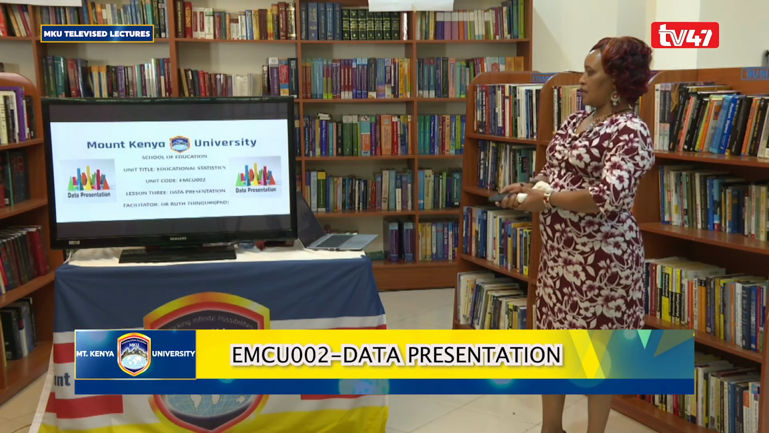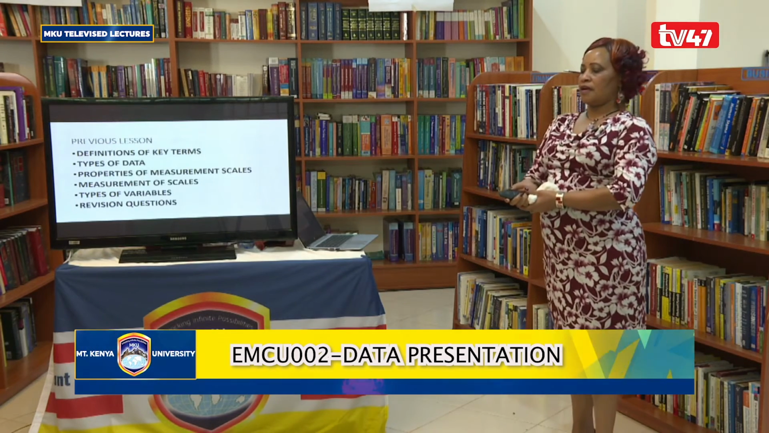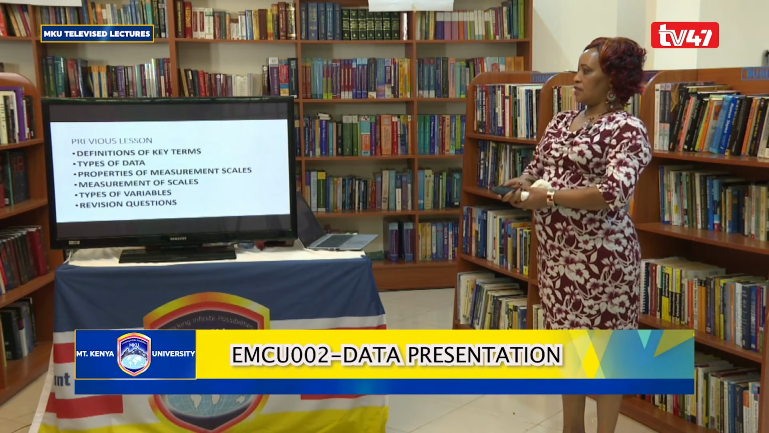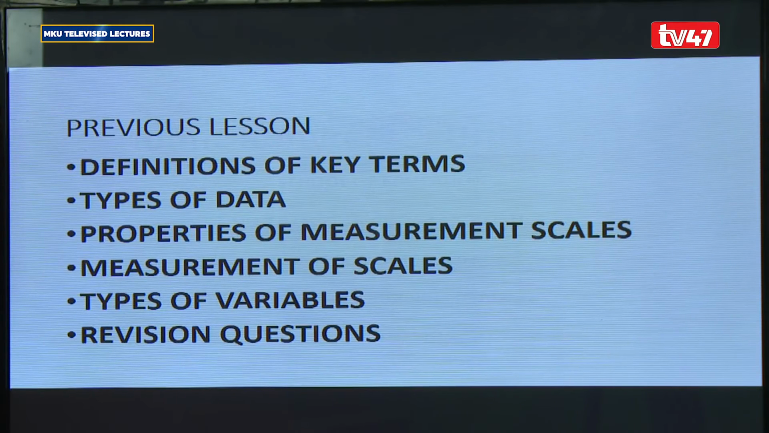I want us to begin by having a review of what we covered in our lesson number 2. We were able to look at the various definitions in terms of the data, the variables, and the measurements of scale. We also went ahead to explore the various types of data, where we categorize the data into the quantitative and qualitative, discrete and continuous data, and we also looked at the categorical data.